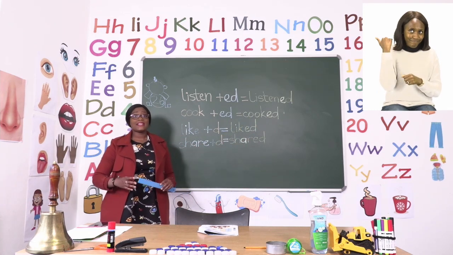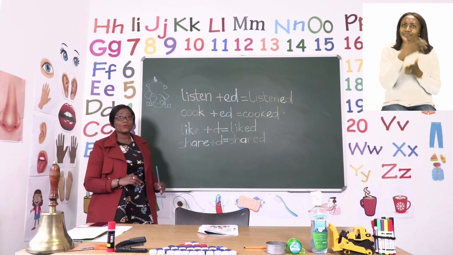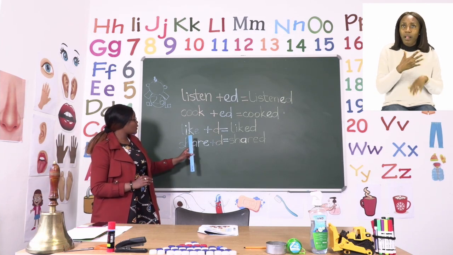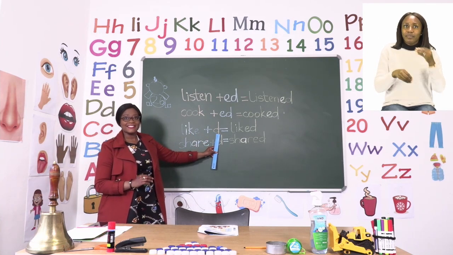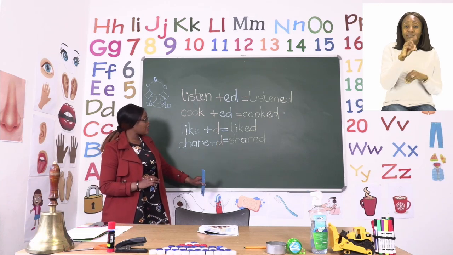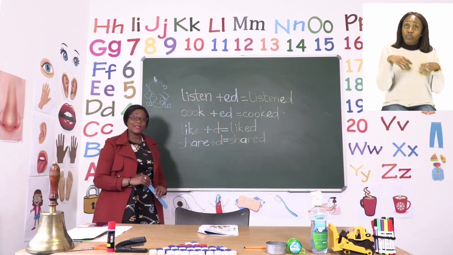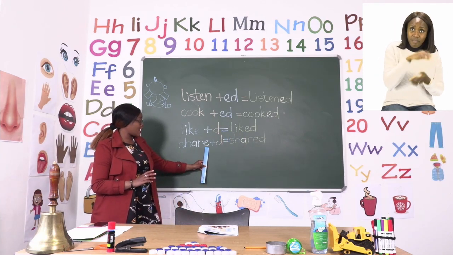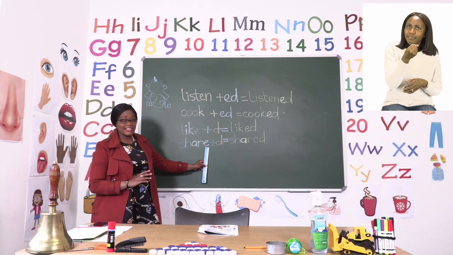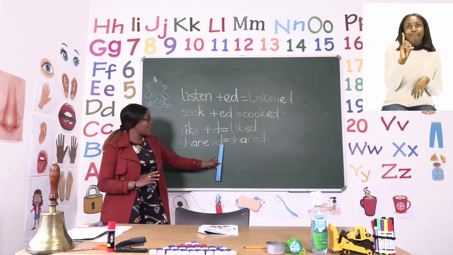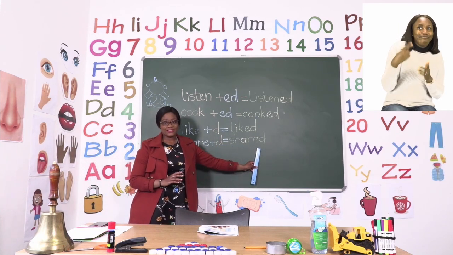Now, for the ones that already have an e, like the word like, we just add a d. Then our word like becomes liked. The same can be said for the word share. We have an e, so all we need is a d, and it becomes shared.